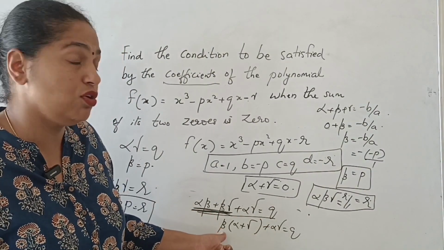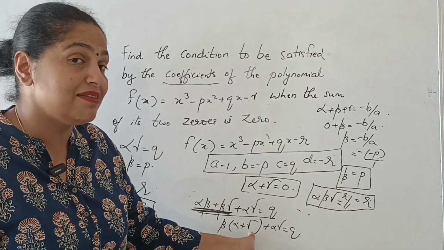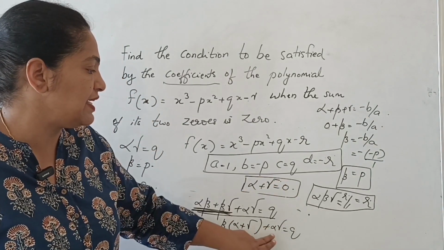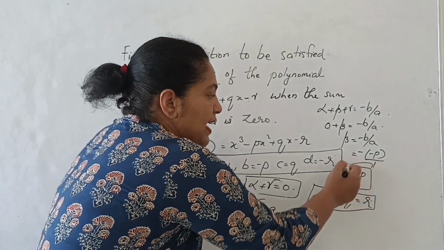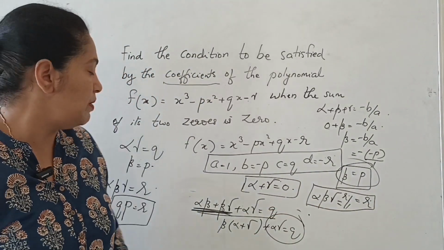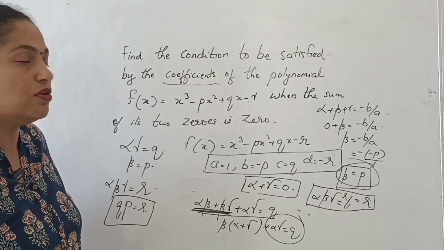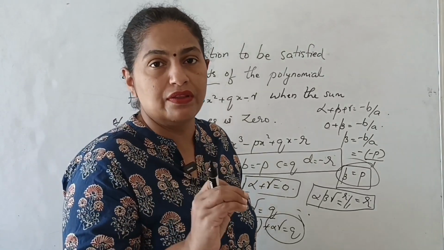But here I knew if I took beta outside, it's like manipulation. I will get alpha plus gamma inside the bracket, which I can put as 0. I will get alpha into gamma is q. The two pieces of information that I gathered from these two, I applied in the third one. Alpha into beta into gamma is equal to r, and I got the relation.